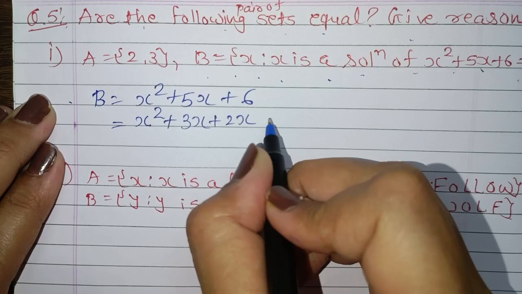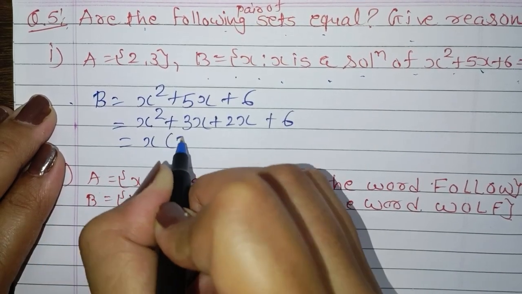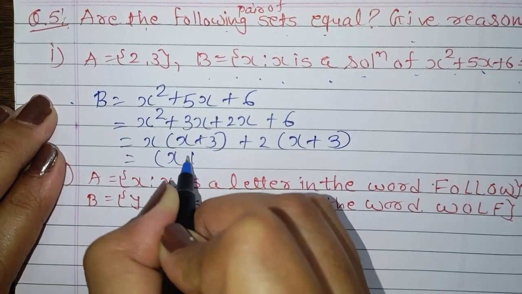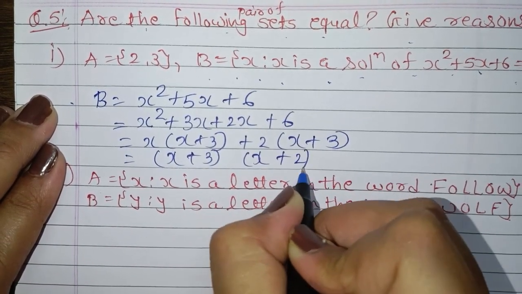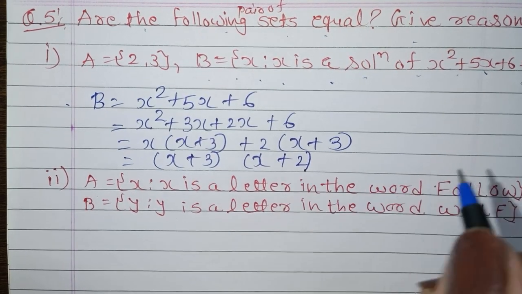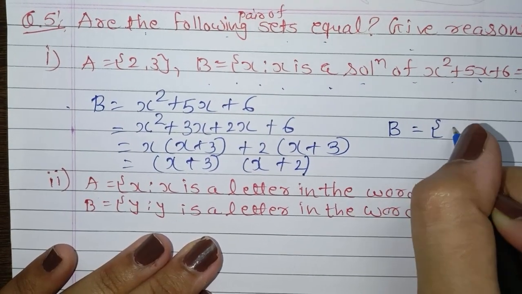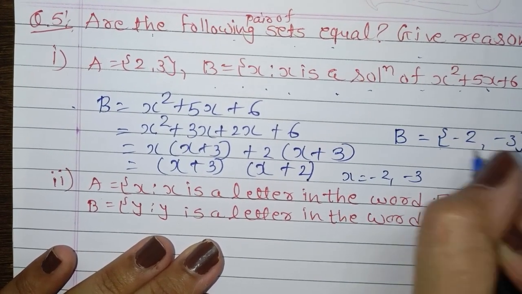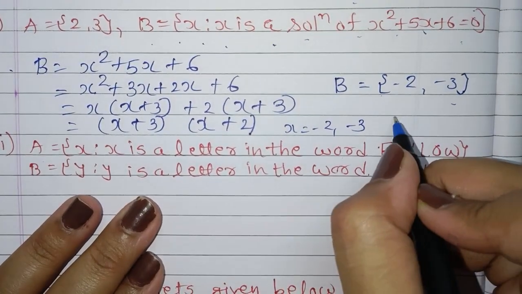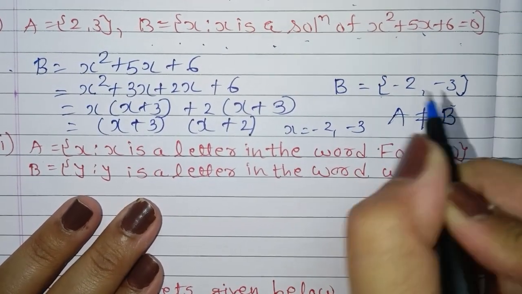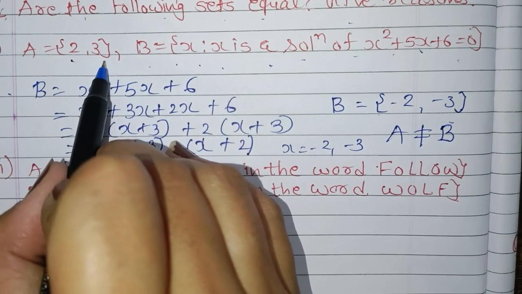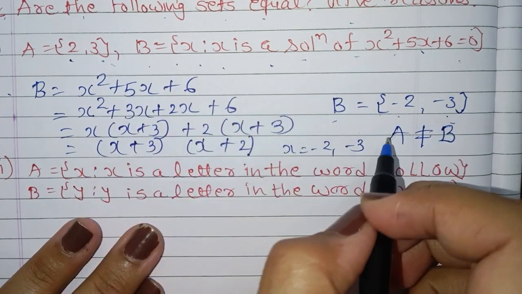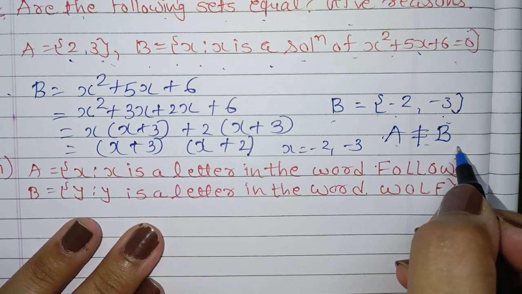Factors are 3 and 2, plus 6, and you can write it like this: x plus 3 plus 2, x plus 3. We have factors x plus 3 and x plus 2, and the elements of B are x equals minus 2 and minus 3. That's why A is not equal to B, because the elements of A are 2 and 3 and the elements of B are minus 2 and minus 3. They are not equal. That's why A not equals B.